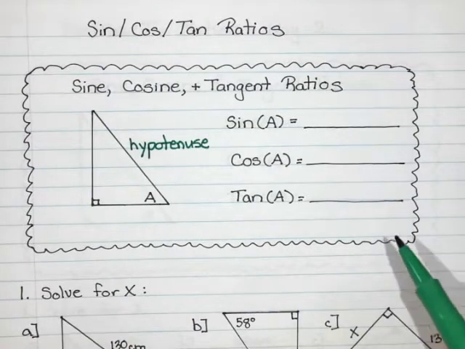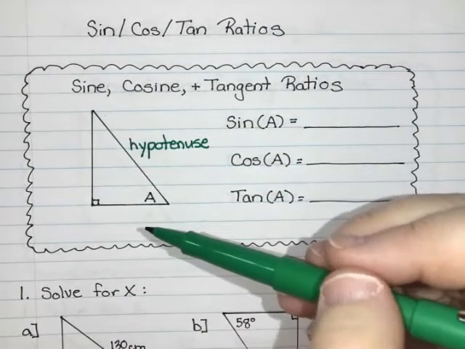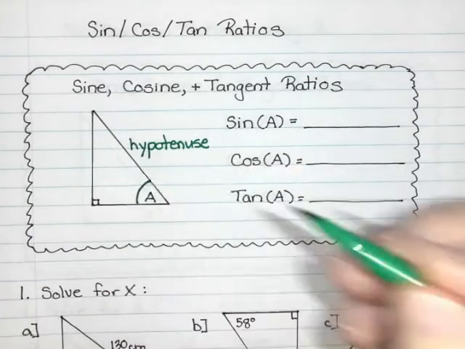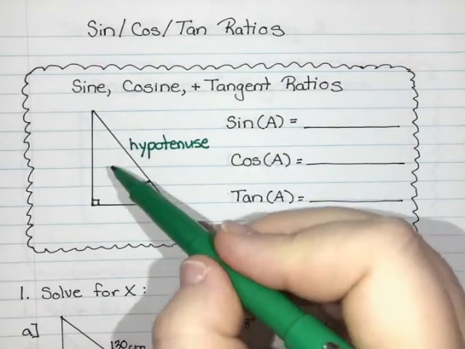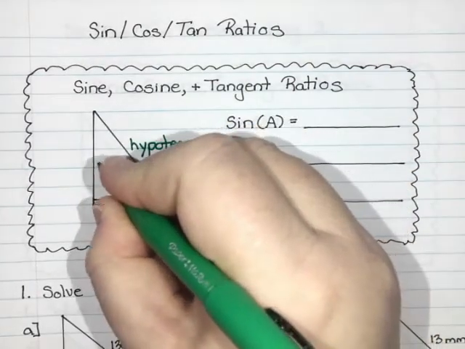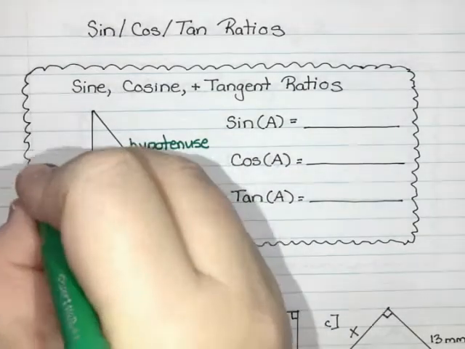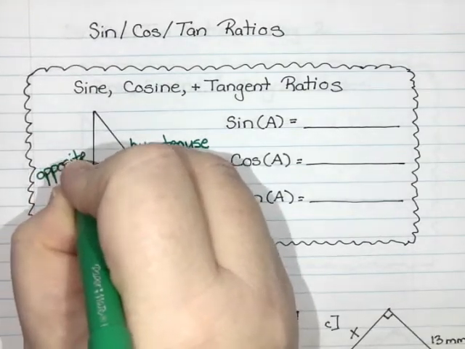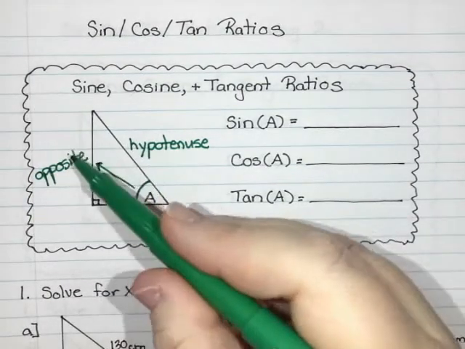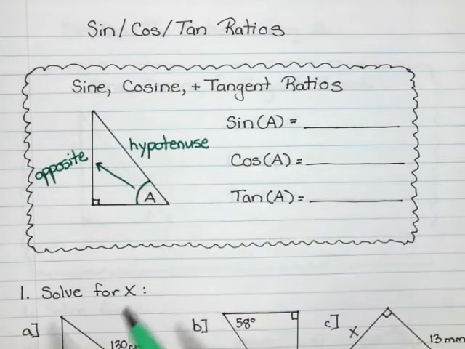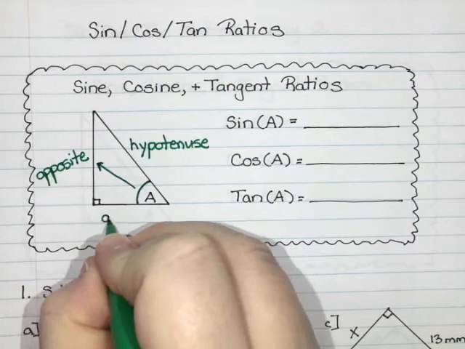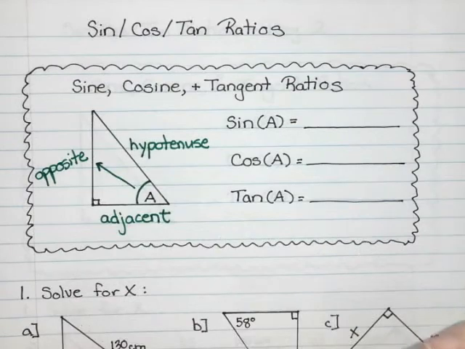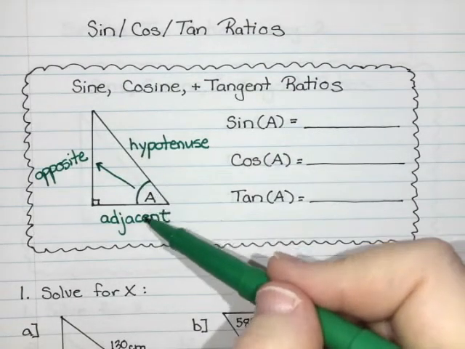Okay, now the other two sides are named according to their relationship to the angle in the question. So here I have the angle just marked A. The side that is across from A, on the opposite side over here, is called the opposite. It is opposite because it is across from the angle that you know in the question. And then the third side is called the adjacent. Adjacent means beside something. So it's the side beside the angle.